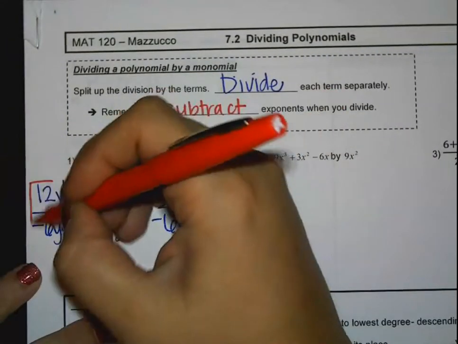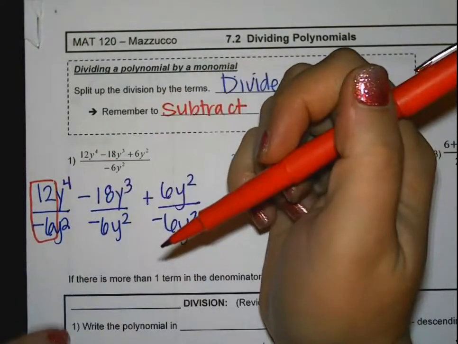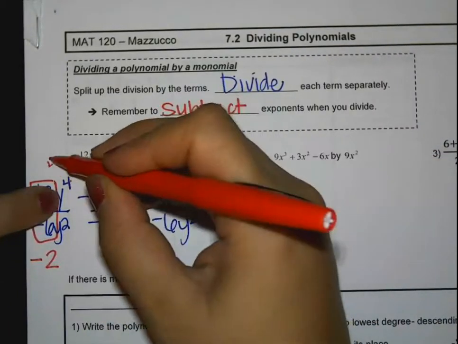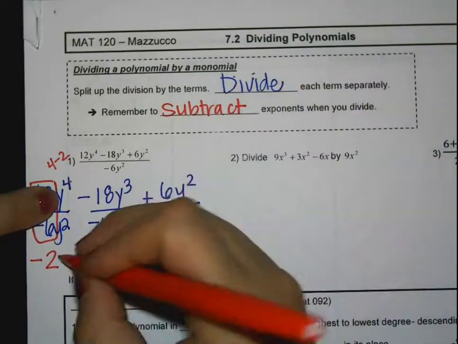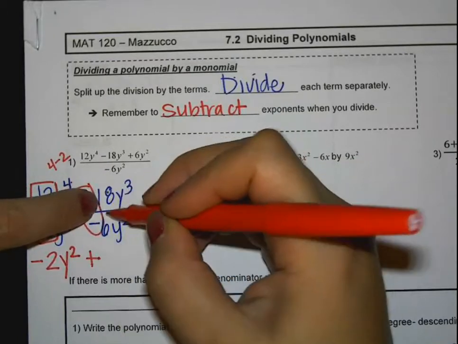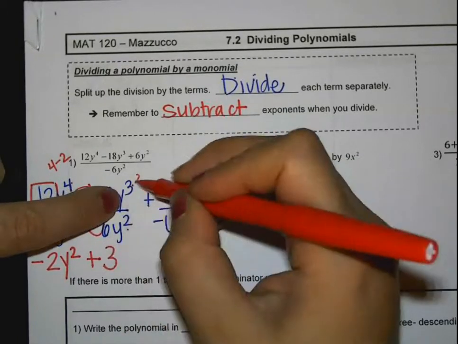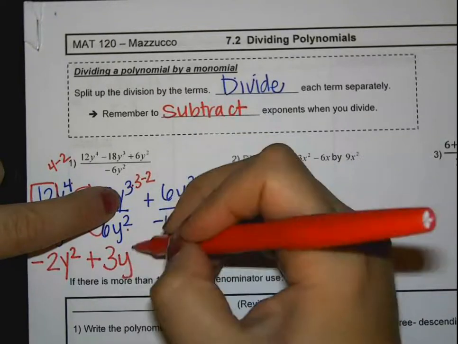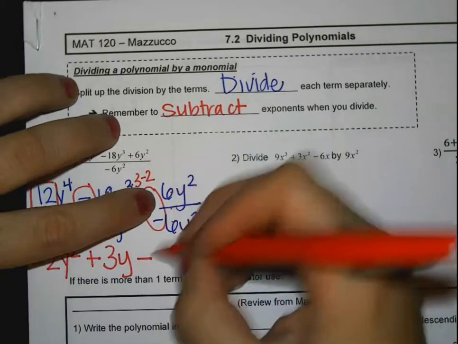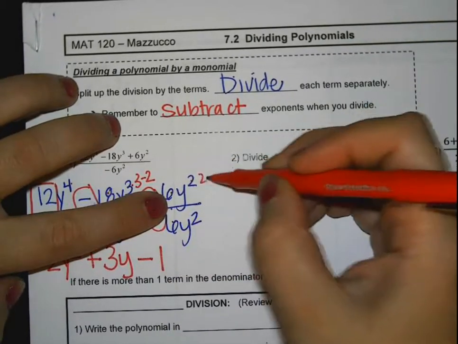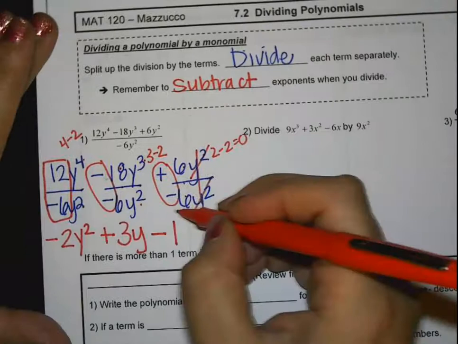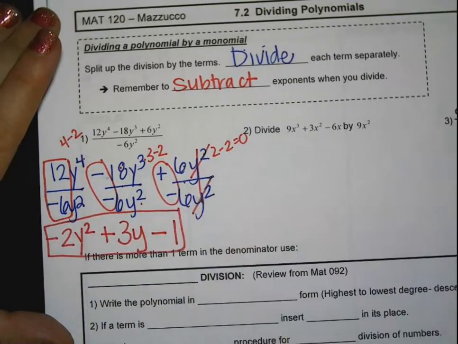So the 12 and the negative 6, that's regular division. That's just 12 divided by negative 6, that's negative 2. And then we subtract the exponents. 4 minus 2 is 2. A negative divided by a negative is a positive. 18 divided by 6 is 3. And then we subtract 3 minus 2 is just 1, y. And then a positive divided by a negative is a negative. 6 divided by 6 is 1. And then 2 minus 2 is 0. So these go and make just 1 here. So this would be the final answer.